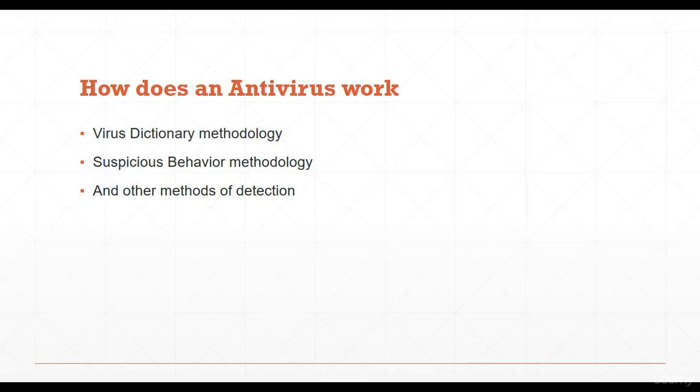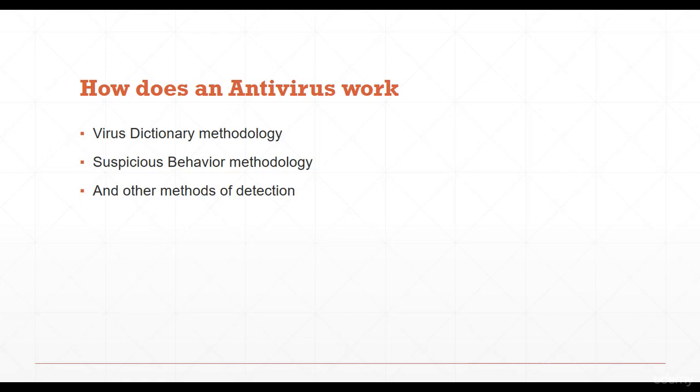So how does an antivirus work? There are two different methods by which an antivirus would work. The major ones are the virus dictionary methodology and the suspicious behavior methodology. There are a couple of other detection methods as well, such as using machine learning algorithms.